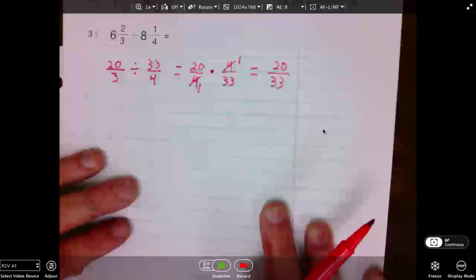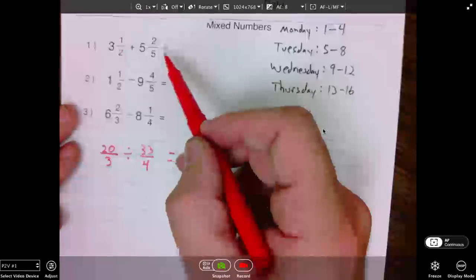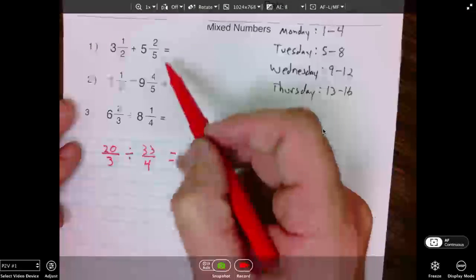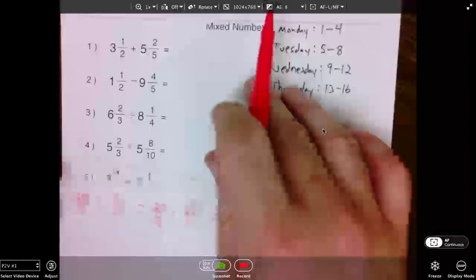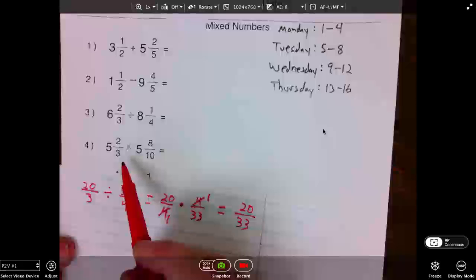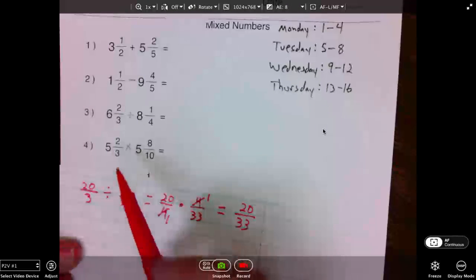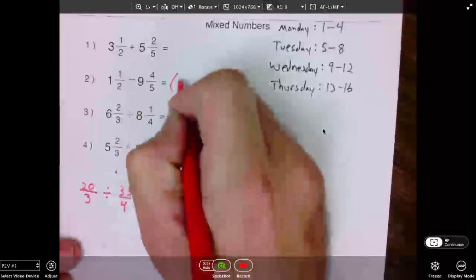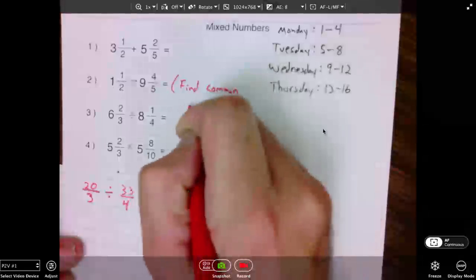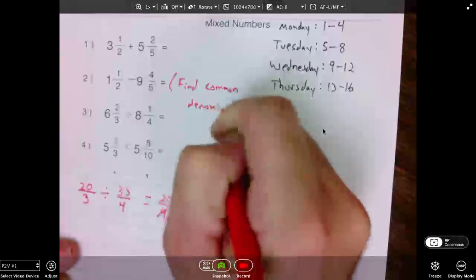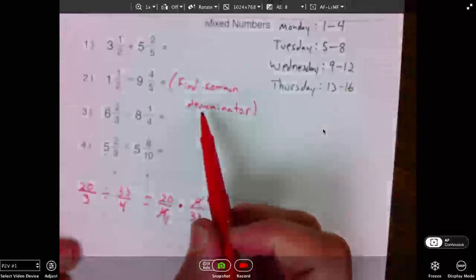All right, since we have worked number 1, you can now work number 2, the subtraction. The addition and the subtraction are very similar. You will need common denominators. We have worked number 3. It will be very similar to number 4, this multiplication. We need no common denominator for number 4. So on number 2, we will need to find a common denominator, because with addition and subtraction, we need that common denominator.